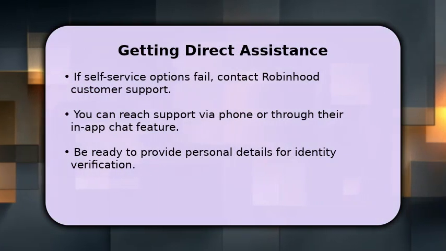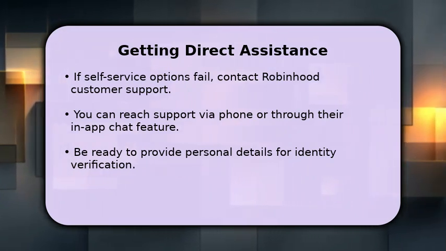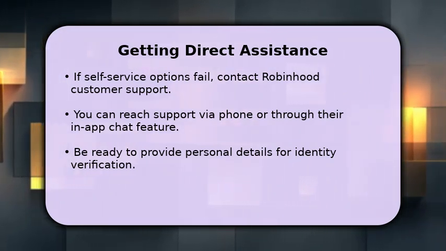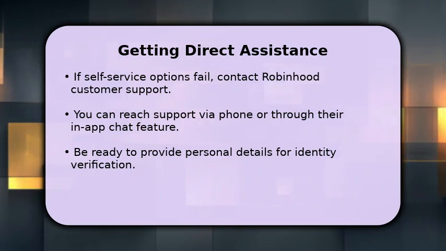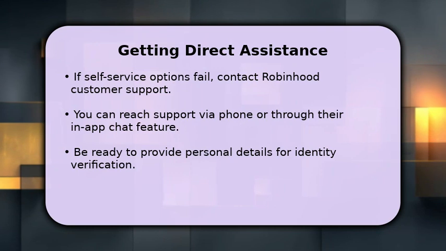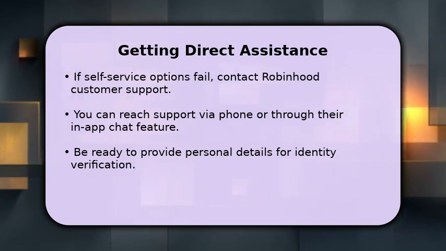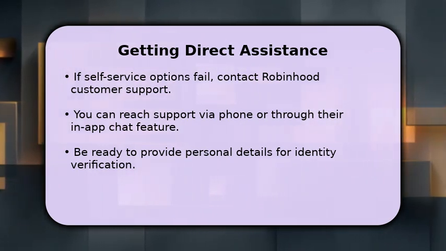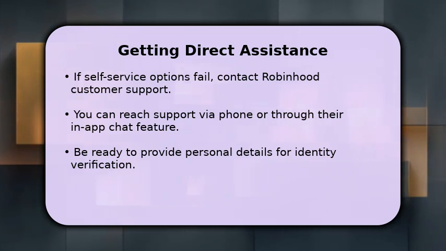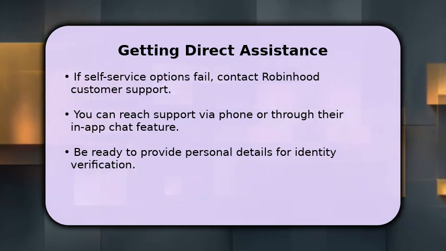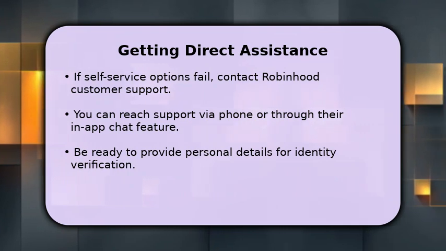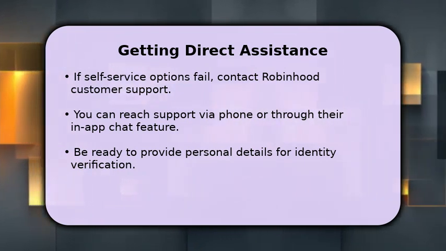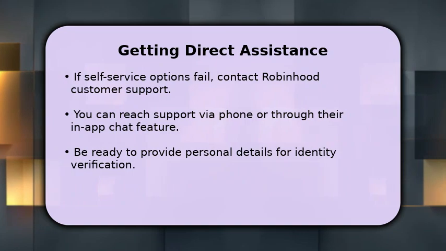When all other recovery methods are exhausted, contacting Robinhood's customer support is your best option. You can typically reach them by phone or through the in-app chat feature. Be prepared to provide specific personal information to verify your identity, such as your full name, date of birth, and possibly your social security number. Their dedicated support team can assist with more complex account access problems.